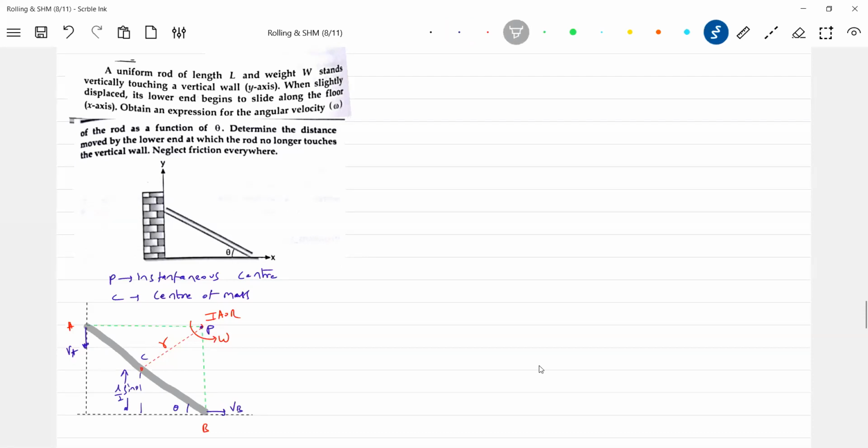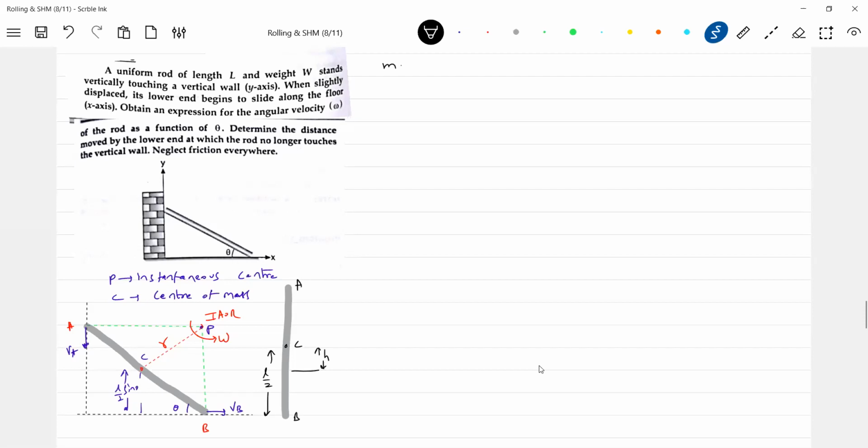Earlier the rod was vertical. For your convenience, you can have it like this. This was the end A. This was the end B. So the center of mass was somewhere here at a distance L by 2. How much has the center of mass descended? It has descended by h. So the decrease in gravitational potential energy of the rod got converted into the rotational kinetic energy about point P.